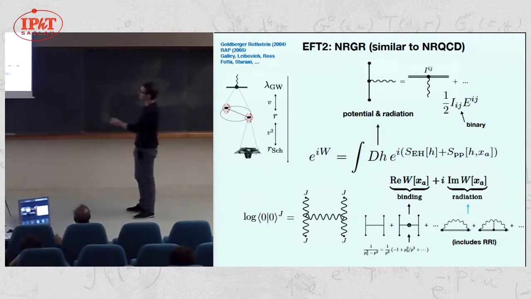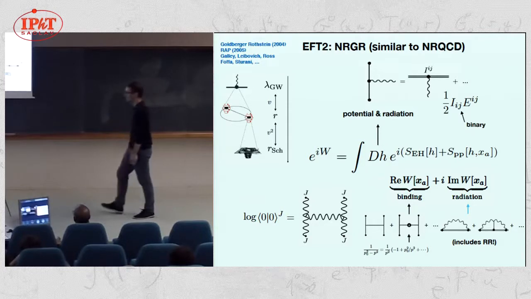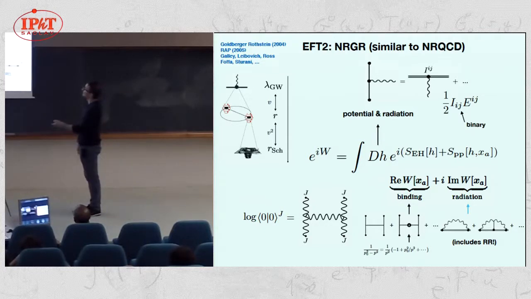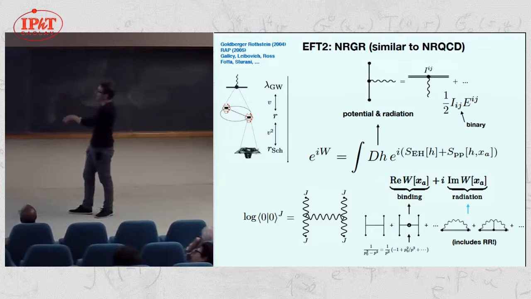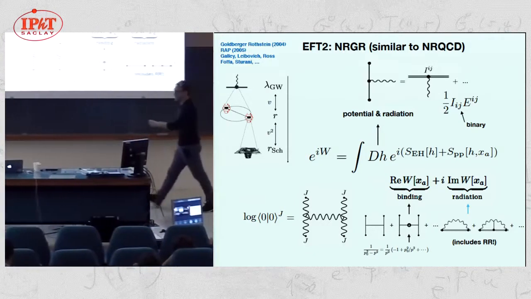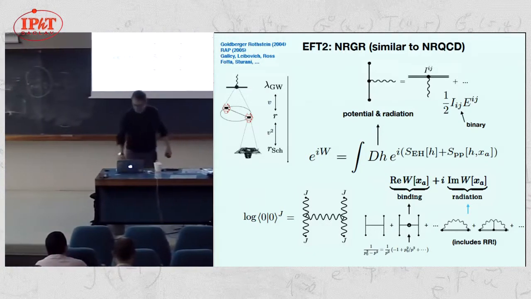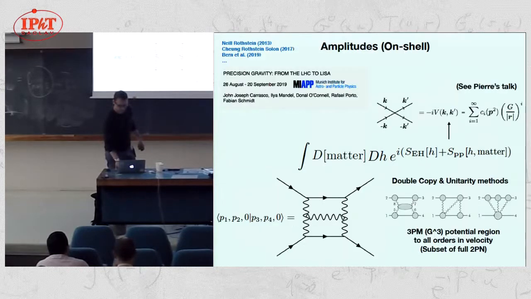We expand it in regions. There is a potential region, and there is a radiation region. And by doing a step, we can first match into a theory that has a point-like binary, dressing up some multipole moments, and then computing and solving for the radiation and getting the power. So Ira will give you more details.